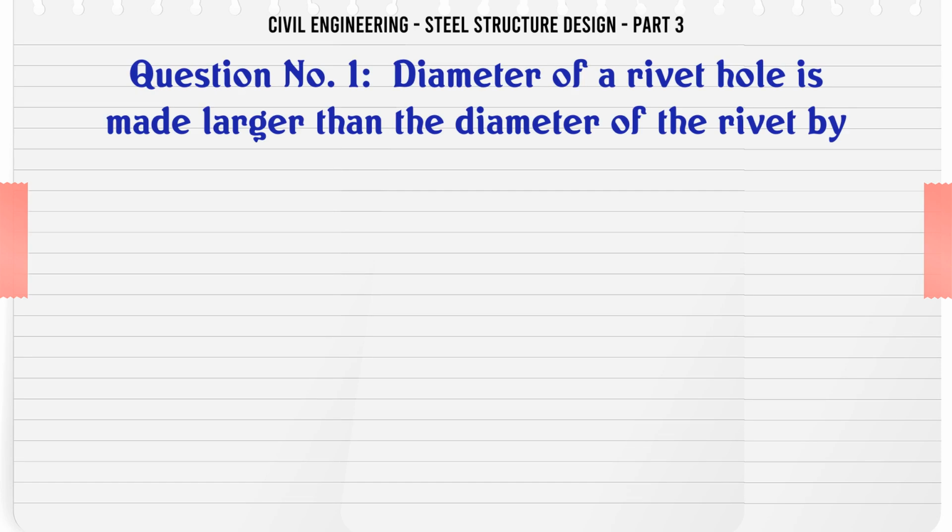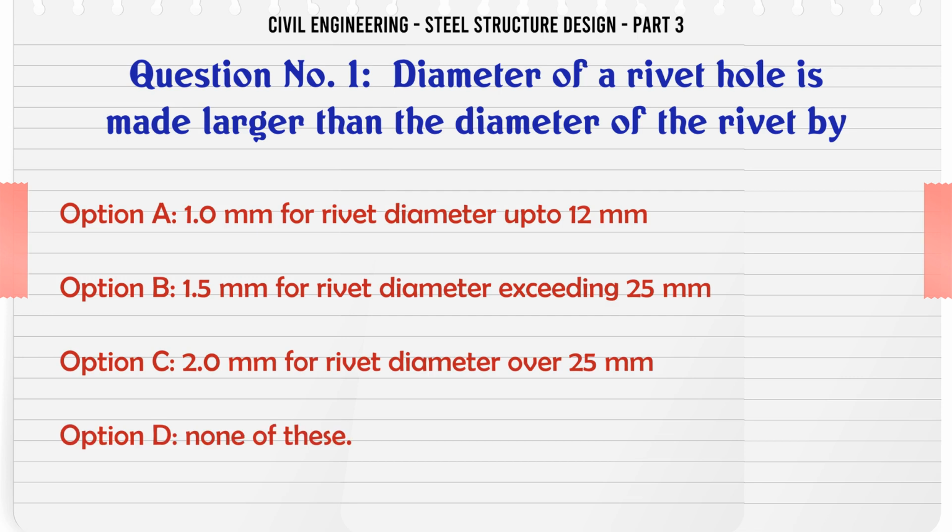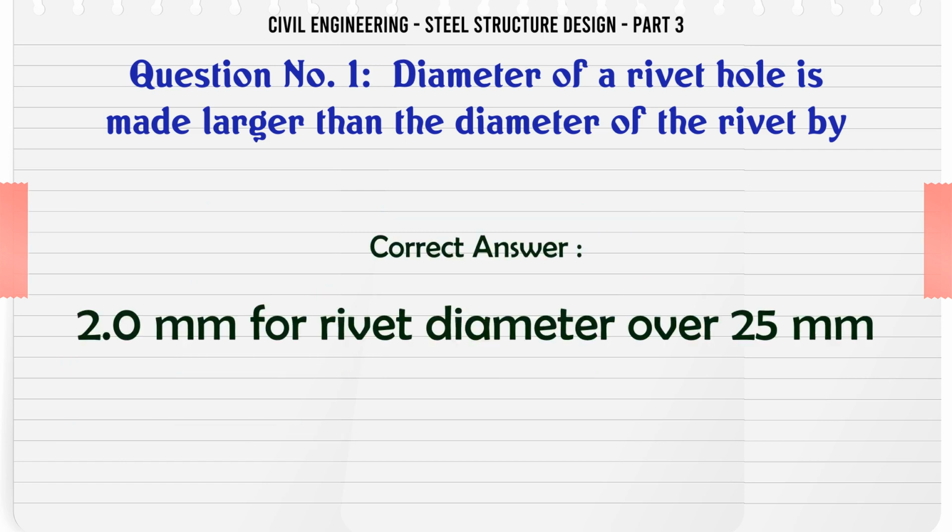Diameter of a rivet hole is made larger than the diameter of the rivet by: A, 1.0 mm for rivet diameter up to 12 mm; B, 1.5 mm for rivet diameter exceeding 25 mm; C, 2.0 mm for rivet diameter over 25 mm; D, none of these. The correct answer is 2.0 mm for rivet diameter over 25 mm.